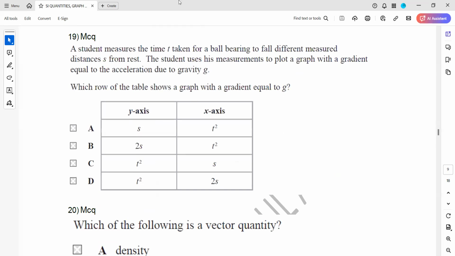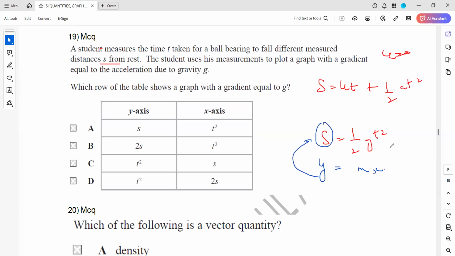Question 19. A student measures the time for a ball bearing to fall from rest. So which graph can we plot? We just did now. S is equal to ut plus half at square. If initial velocity is 0, S will be equal to half gt square. So we can compare with the equation of a straight line, y is equal to mx. So on the y-axis, it's distance, on the x-axis, it's time square.